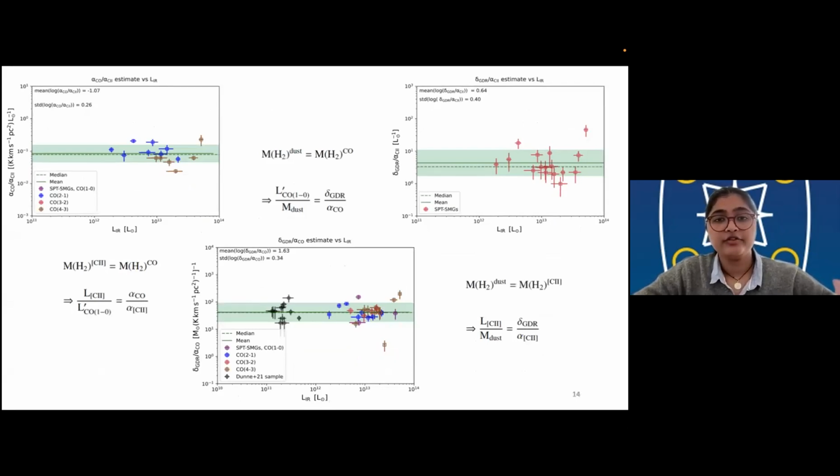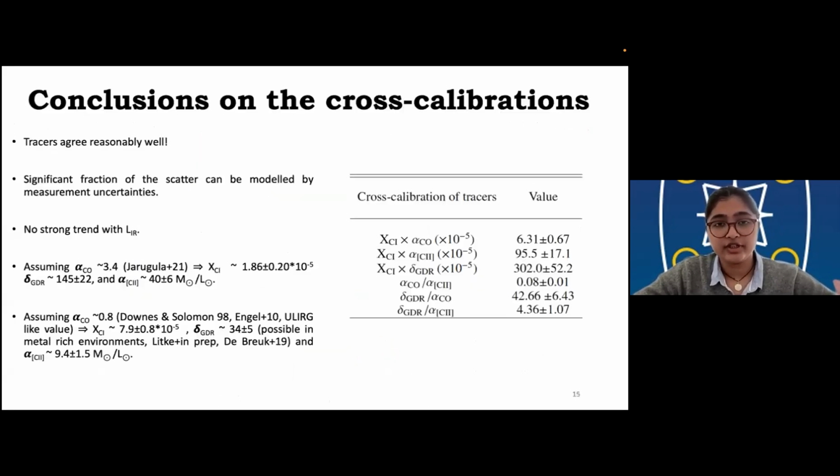So basically with the 4 tracers, we can make 6 such cross-calibration relations. And these tracers do agree reasonably well with each other. And the amount of scatter that we see in these plots can be reproduced significantly by measurement uncertainties, and we don't see a strong trend with IR luminosity.